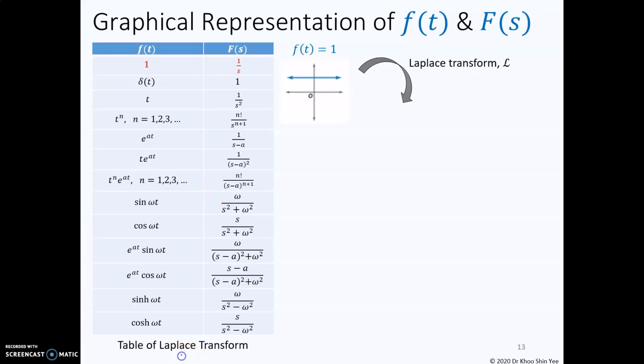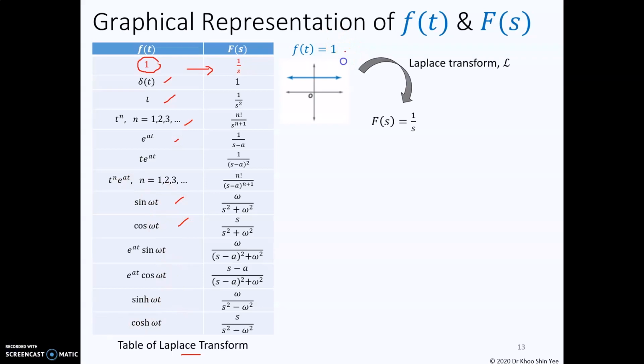This is the Laplace transform table, which you can use as an appendix to convert from the time domain. Let's say you have a constant f(t) equal to 1, and you can convert to the Laplace domain, where you get F(s) equal to 1 over s. You can also use this table to convert functions like delta, polynomial, exponential, sine, cosine, and so on.